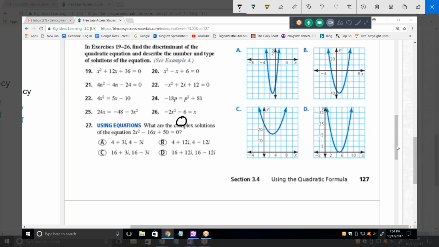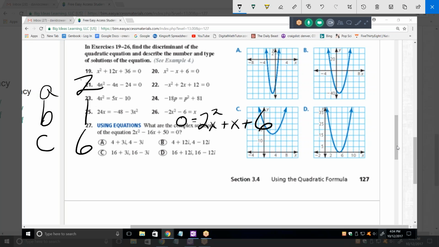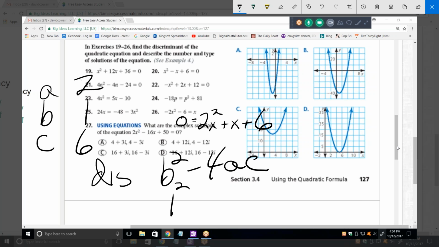So 0 equals 2x squared plus x plus 6. Now notice that A, B, and C are all positive numbers, and that's just a better scenario. So now what's the discriminant equal to? So 1 squared minus 4 times 2 times 6.